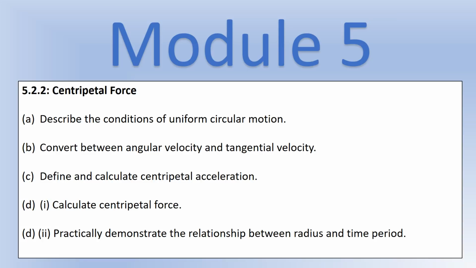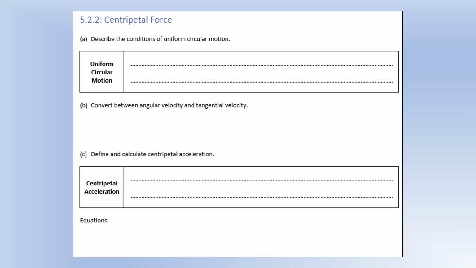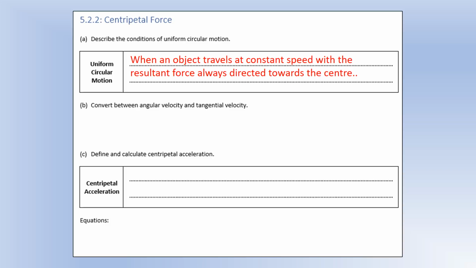Okay, so next we're going to think about how we can cause something to be traveling in a circle. So again, what I'd like you to do is work your way through this section, and then we'll review it. First of all, let's describe what we mean by uniform circular motion. It's when an object travels at a constant speed and there's a resultant force always acting towards the center of the circle. So the resultant force essentially can't act in any other direction apart from towards the center to be in uniform circular motion.